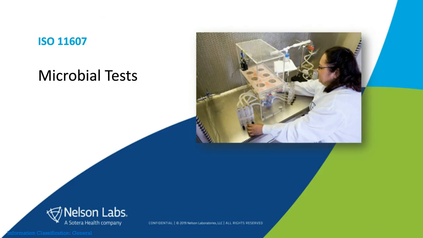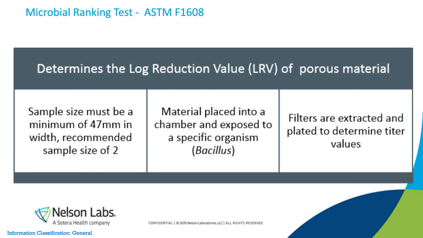So our last category is microbial barrier. We are using the ASTM F1608 or microbial ranking to demonstrate this property. The F1608 test is for materials only, and it works only on porous materials. A 47 millimeter disc is cut from the material and placed in the test chamber. A spore suspension of Bacillus atrophius is aerosolized and then pulled through the test sample.